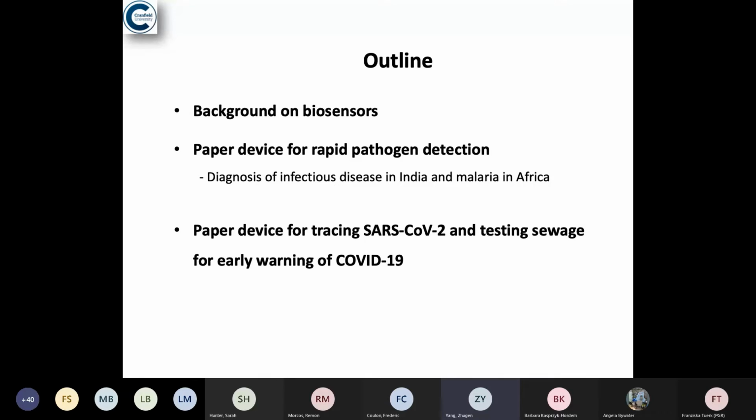I will give you 3 parts. First, introduce some background about biosensors, then give you examples to demonstrate how we move diagnostics from the lab to the field using our Paper-Origami device. Finally, I will give you some overview about our activities in SARS-CoV-2 testing, which is linked with the National Monitoring Program, and Barbara is also in there as a partner.